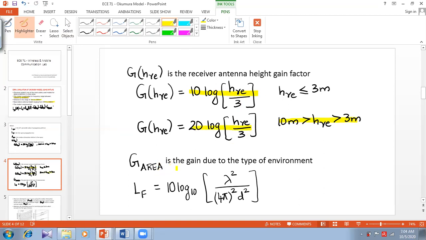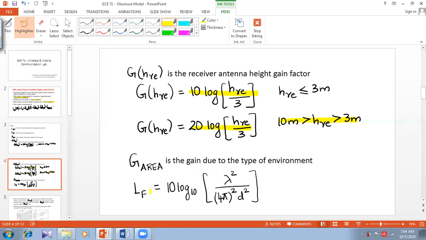And G area is the gain due to the type of environment, which again was given as a curve by Okumura. For whatever frequency is being used, we consider the area under consideration, whether it is urban, suburban, or quasi-open rural. Based on the area, we will choose the corresponding gain. We will look into it next.